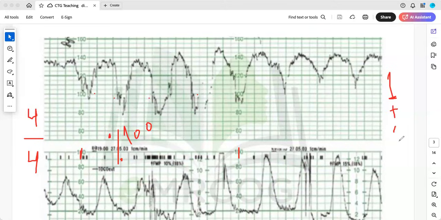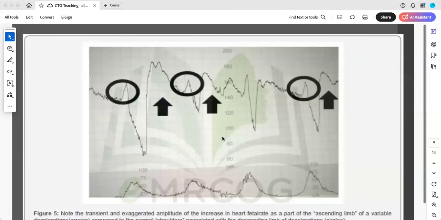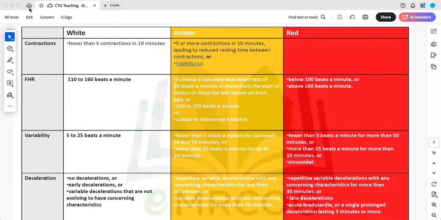So presence of repetitive variable deceleration with any concerning characteristic is a worrying feature, right? If this is less than 30 minutes on the CTG graph, I'm still suspicious. But if it turns into 30 minutes or more of repetitive variable deceleration with concerning characteristics, it means that I have a pathological CTG. Let's have a look, my friends, at the CTG, and how to interpret it.